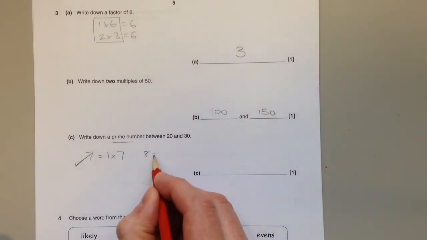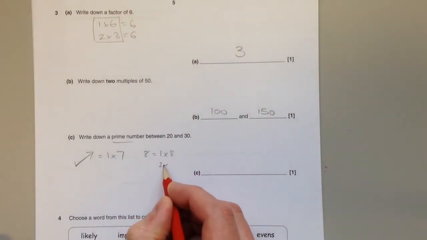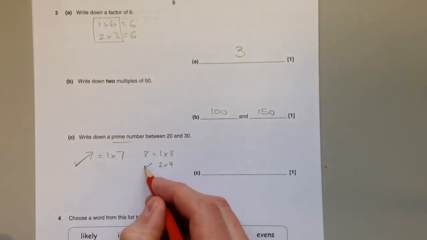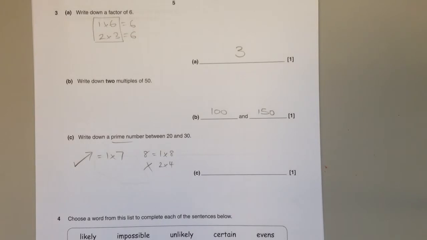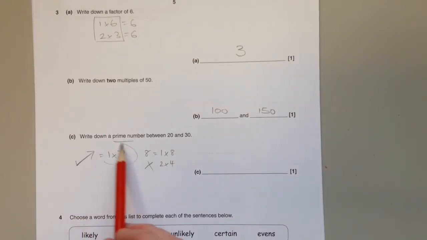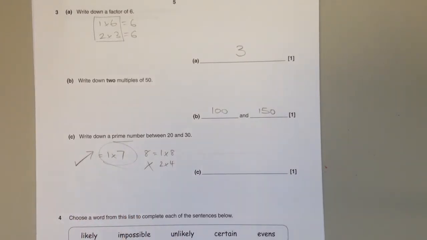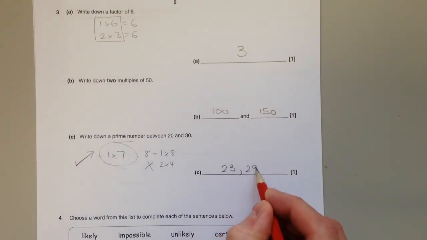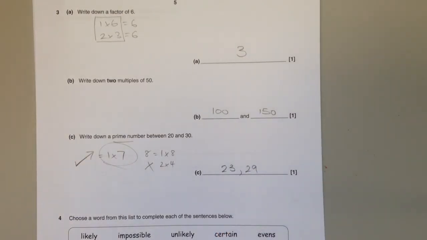If you look at the number 8, 1 and 8 are factors of 8, but so are 2 and 4. 8 does not have exactly 2 factors, therefore 8 is not prime. So you could go through all the numbers between 20 and 30, and you could identify which ones are like this, with only 2 factors, and which ones aren't. Or you could just try and learn your prime numbers. But anyway, whatever you do, you end up with 23 and 29 are the prime numbers that you could choose from between 20 and 30.